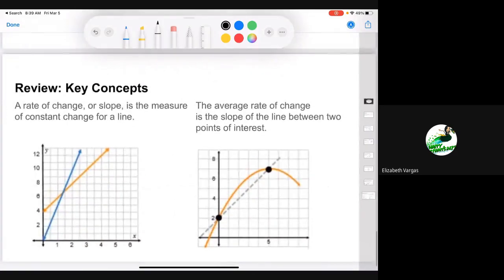So what did we learn today? A rate of change or slope is the measure of the constant change from a line. And so we use the equation m is equal to y2 minus y1 divided by x2 minus x1. And then the average rate of change is the slope of the line between 2 points of interest. So if we wanted to find the average rate of change between 2 specific points, or from the initial point to the end point, whatever we wanted to do, we could find the slope or the average rate of change for any graph that we want to. Most likely it's for graphs that change slopes throughout time, like here.